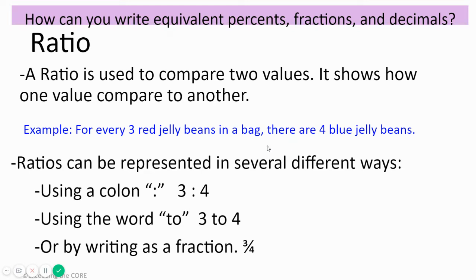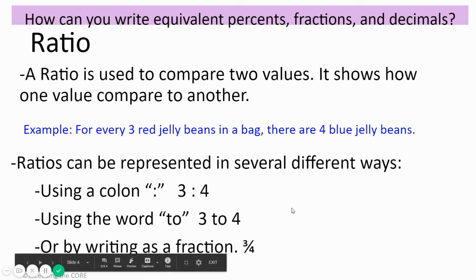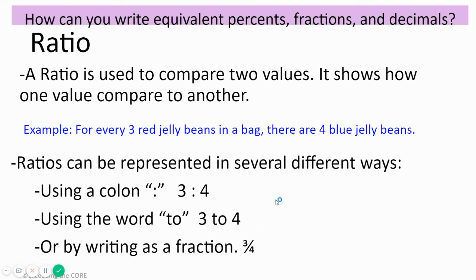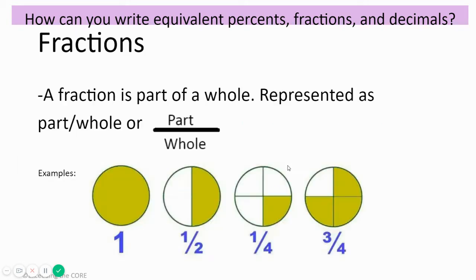So when we're writing ratios, order does matter. In all three of these examples, we compared the red to the blue. If we switch that and ask how the blue compares to the red, these would all be flipped. So just make sure you pay attention to order when you are writing your ratios.